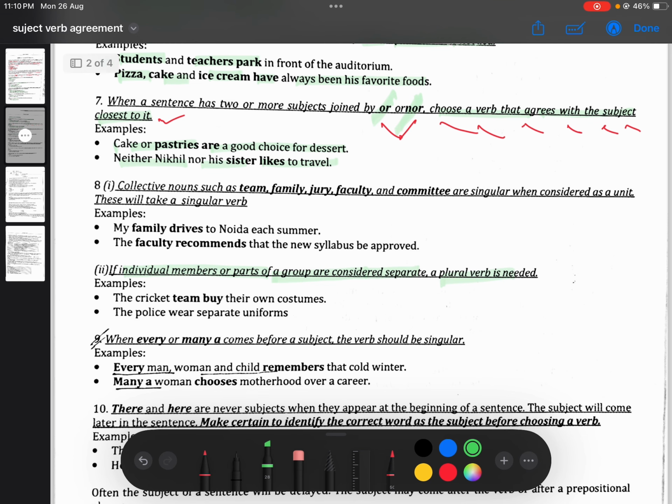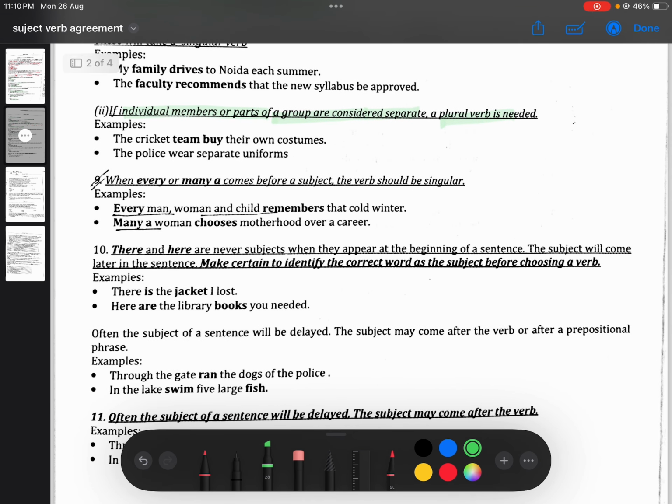Now coming to the next rule, when every or many comes before a subject, the verb should be singular. Every man, woman and child remembers the cold winter. Many a woman chooses motherhood over career.